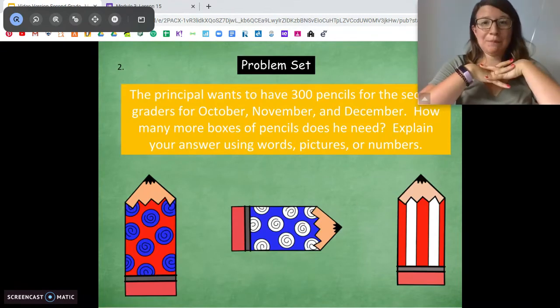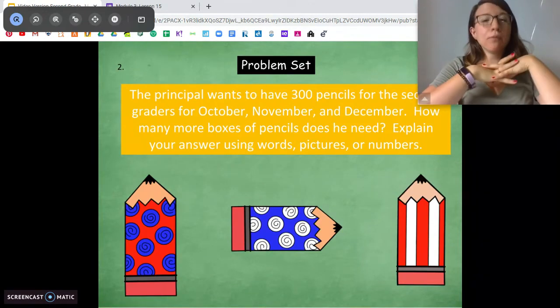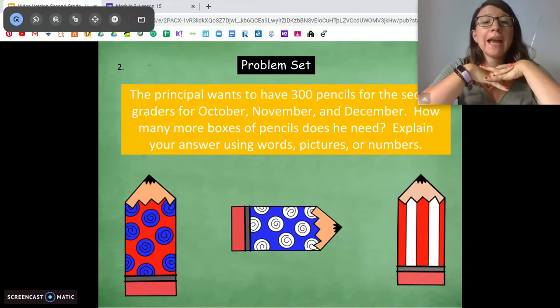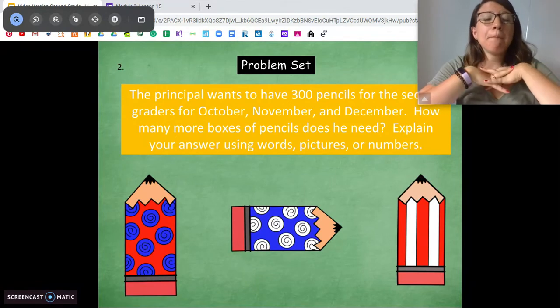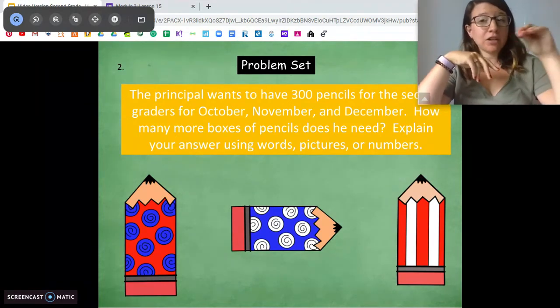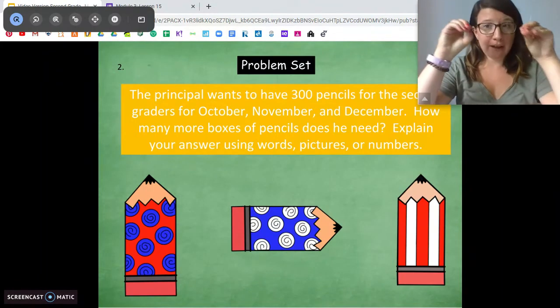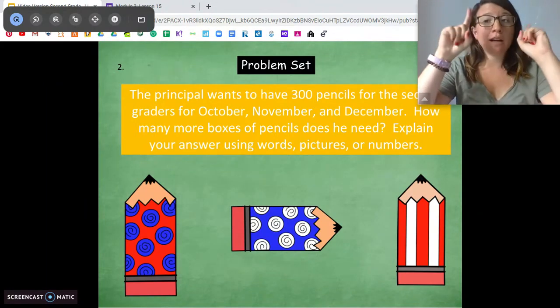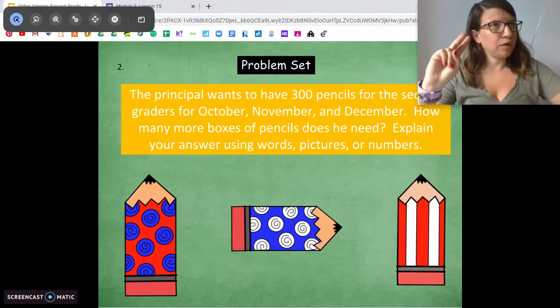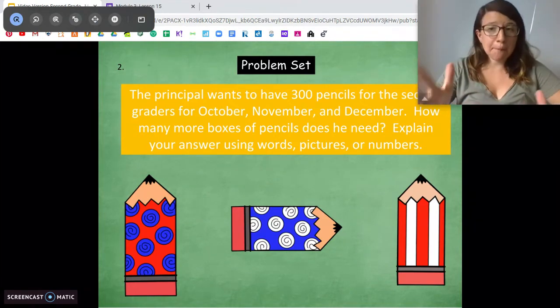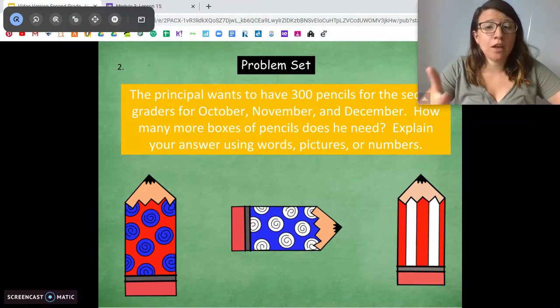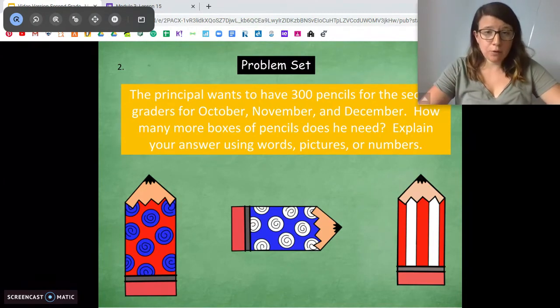Ready? Keep that 140 in mind. The principal wants to have 300 pencils for second graders for October, November, and December. How many more boxes of pencils does he need? So they have 140, they want 300. I want you to pause and solve. You can use a picture, a tape diagram, a number sentence, or a number line. Whatever makes most sense to you, I want you to pause and solve on your own.